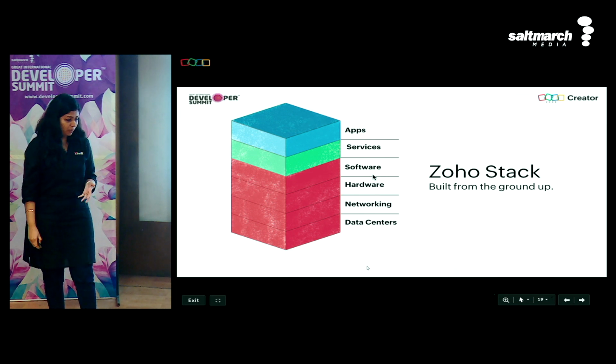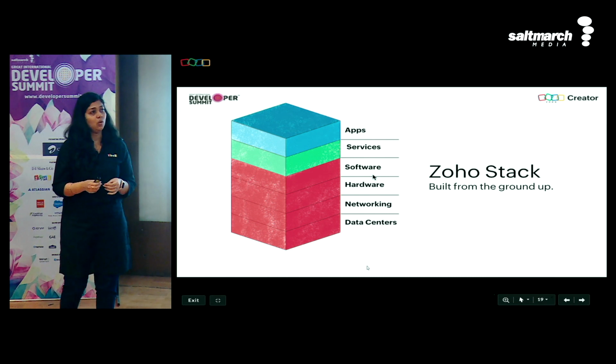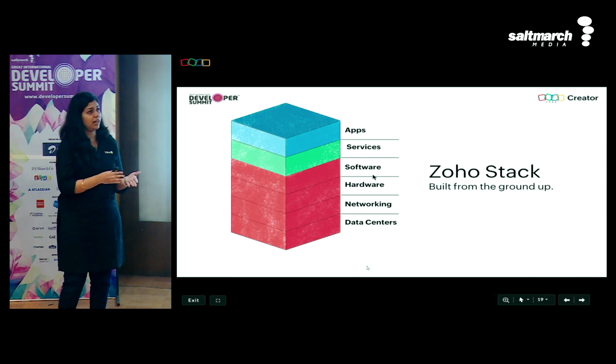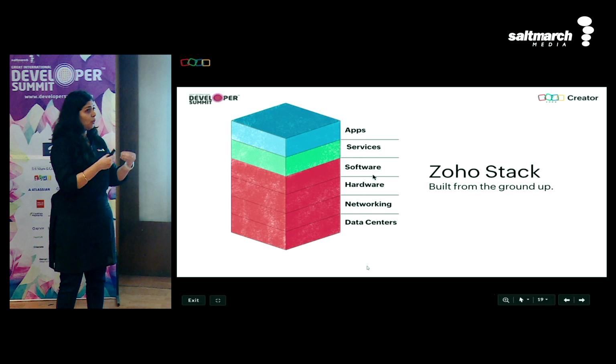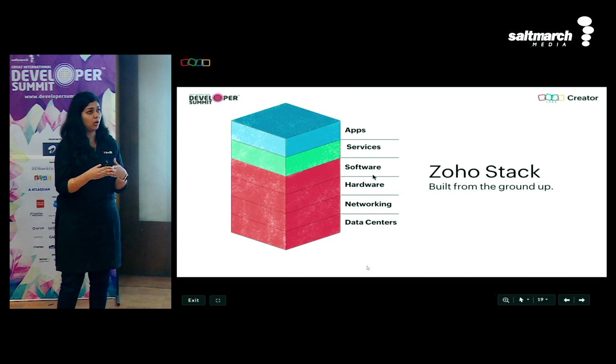He also mentioned having a unified data model. What it means is that there are 50 plus applications available on the Zoho platform, and if you want to connect and expand your scope of work, it becomes very easy using Zoho.